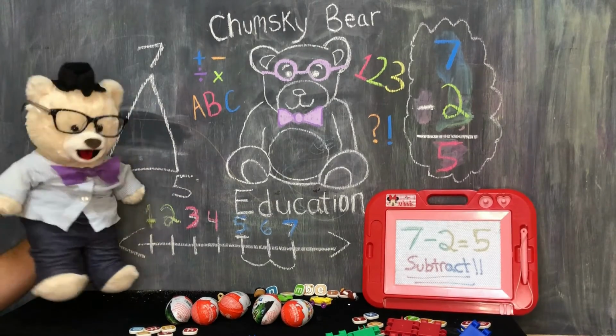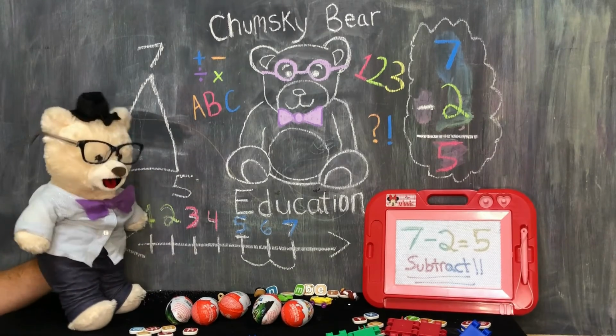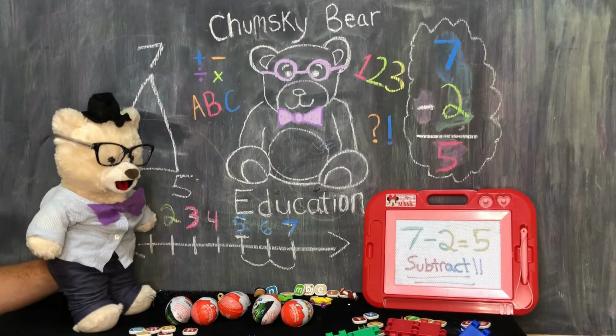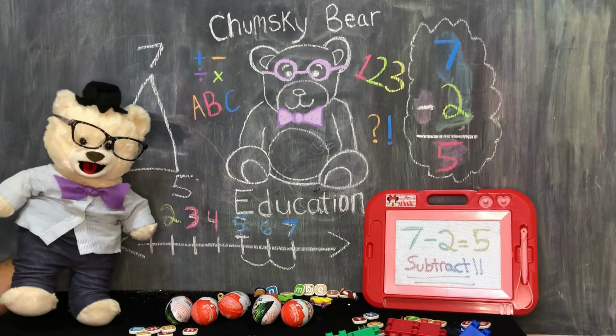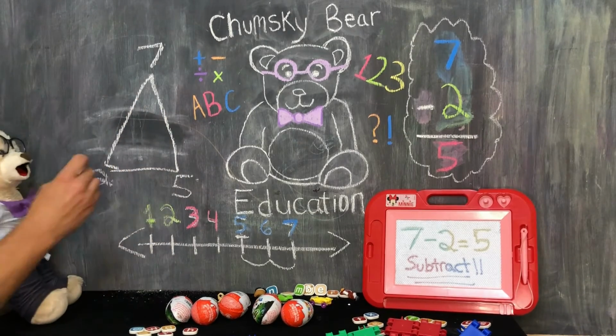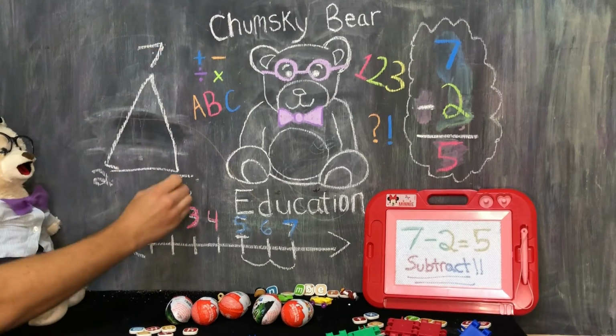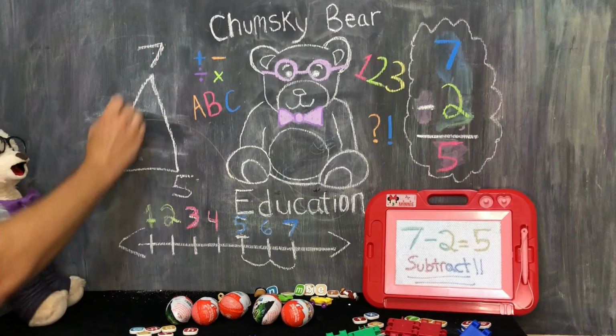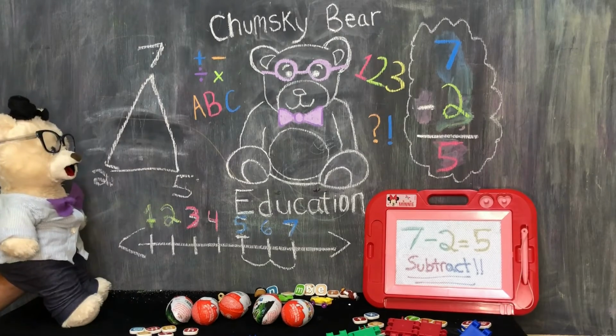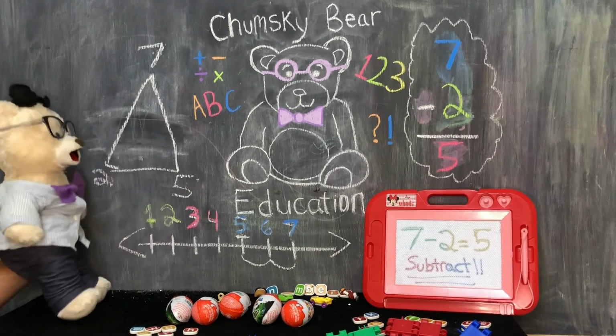I know, I said this is a subtracting video, but guess what? Fact families show you the relationship between adding and subtracting as well. So if we add, you see the 2 plus the 5 is equal to the 7, or the 5 plus the 2 is equal to the 7. That's right. See, everything is related in a fact family.